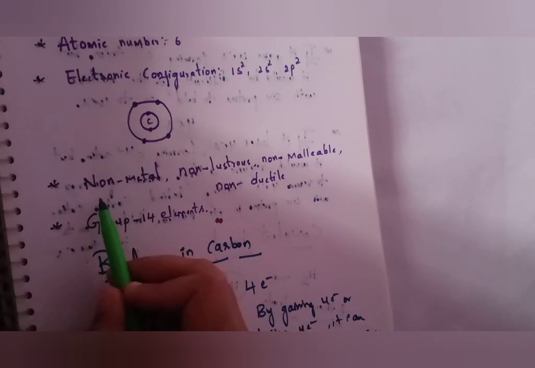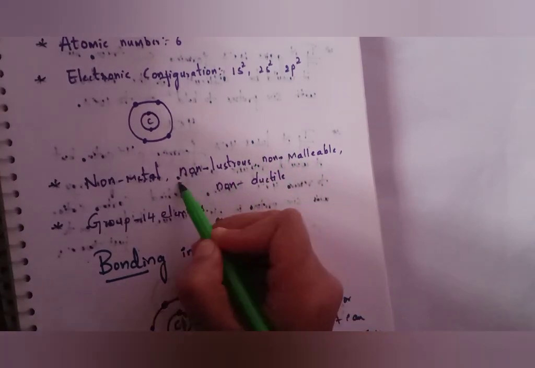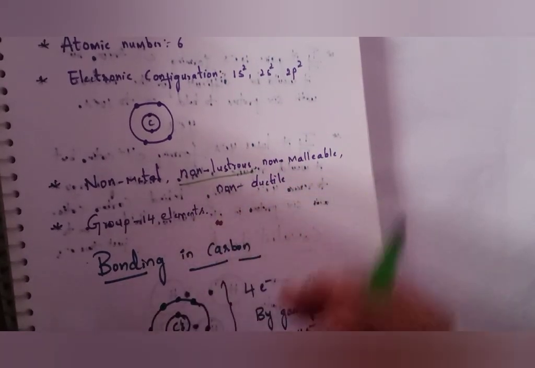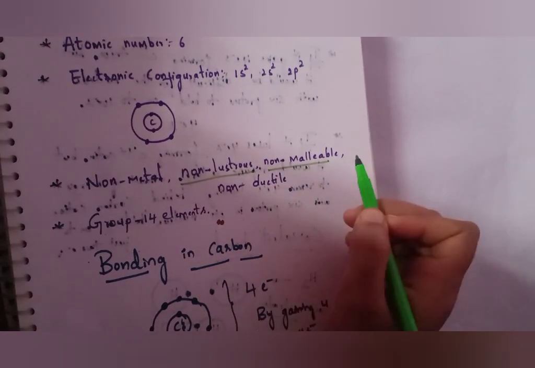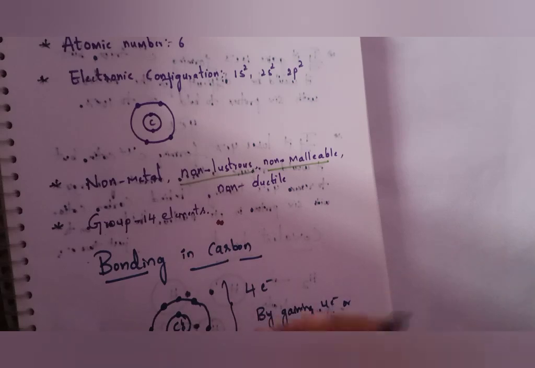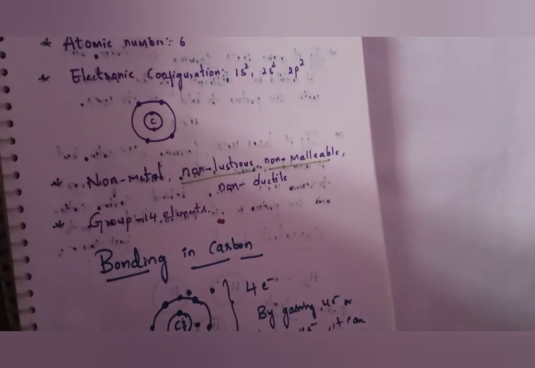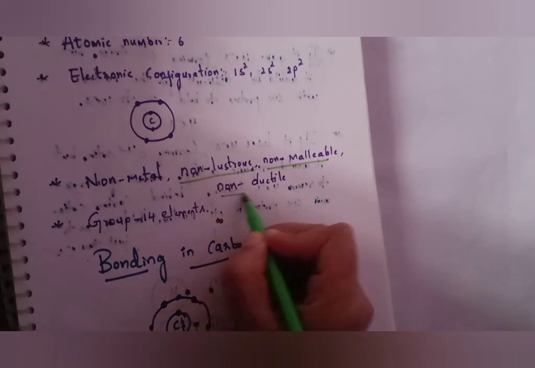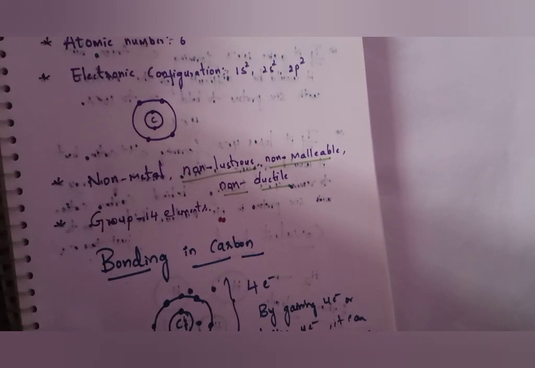And carbon is a non-metal, non-lustrous, non-malleable and non-ductile. Non-lustrous means it does not have shining, and non-malleable means it can't bend and twist. We cannot bend and twist it into other shapes. And non-ductile means we cannot make it into a thin wire.